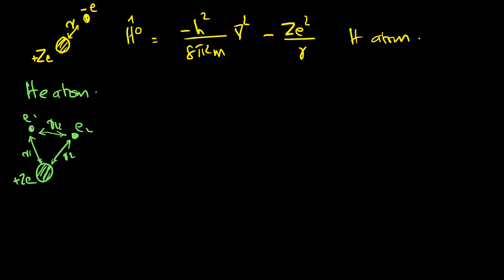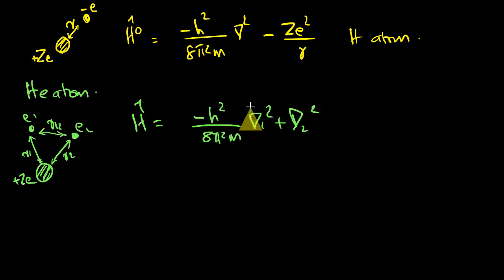And how can we construct the Hamiltonian for this helium atom? So let us construct the Hamiltonian for the helium atom, that is H cap is equal to minus h square divided by 8 pi square m, del 1 square plus del 2 square. Why del 1 square plus del 2 square? So this is the Laplacian operator for the electron 1, and this is the Laplacian operator corresponding to electron 2. There are two electrons in this case. Therefore we have to take del 1 square plus del 2 square.